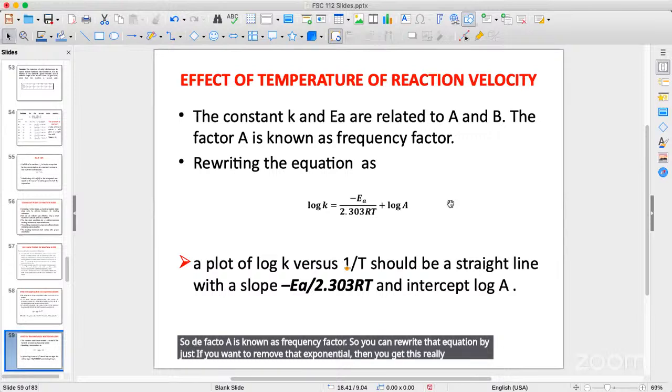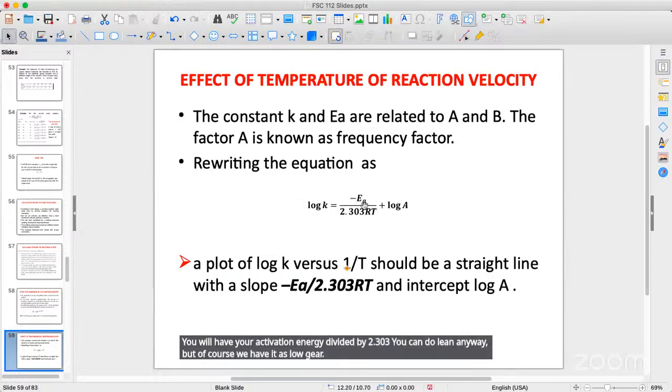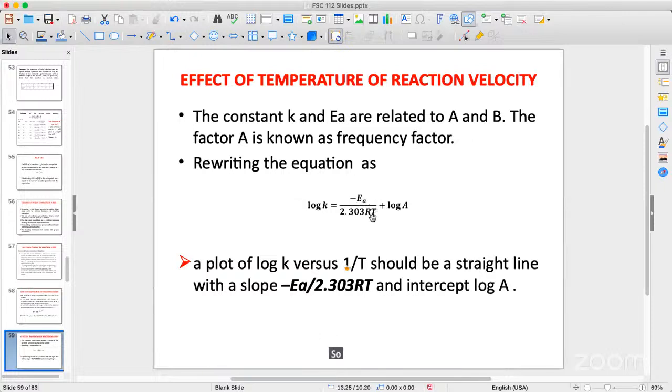So that means that if you plot the log of k against the reciprocal of temperature, you will have your activation energy divided by 2.303. You can do ln anyway, but of course we have it as log here. So your activation energy divided by 2.303. Remember, R is a constant.